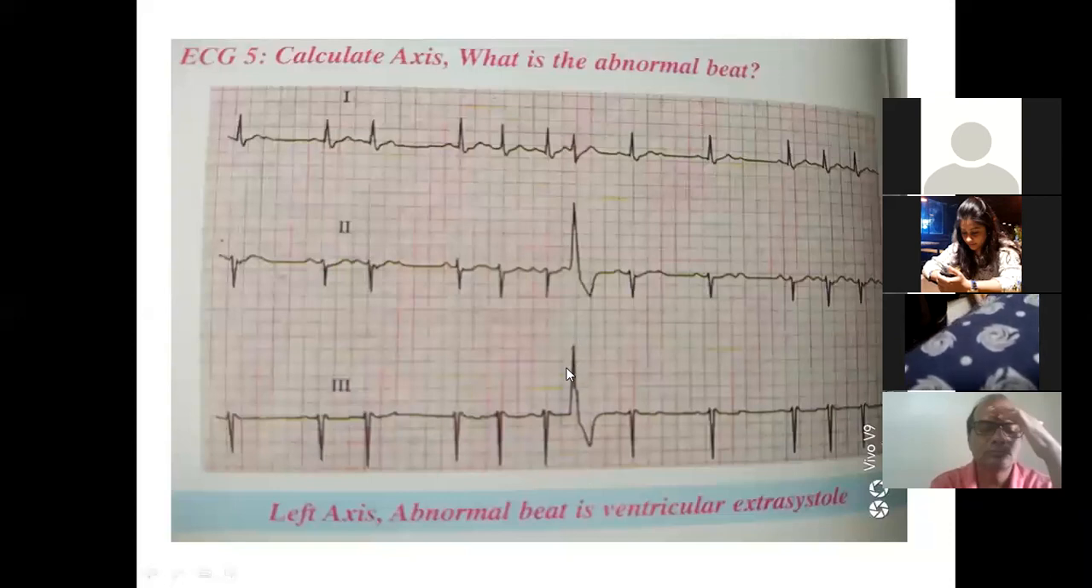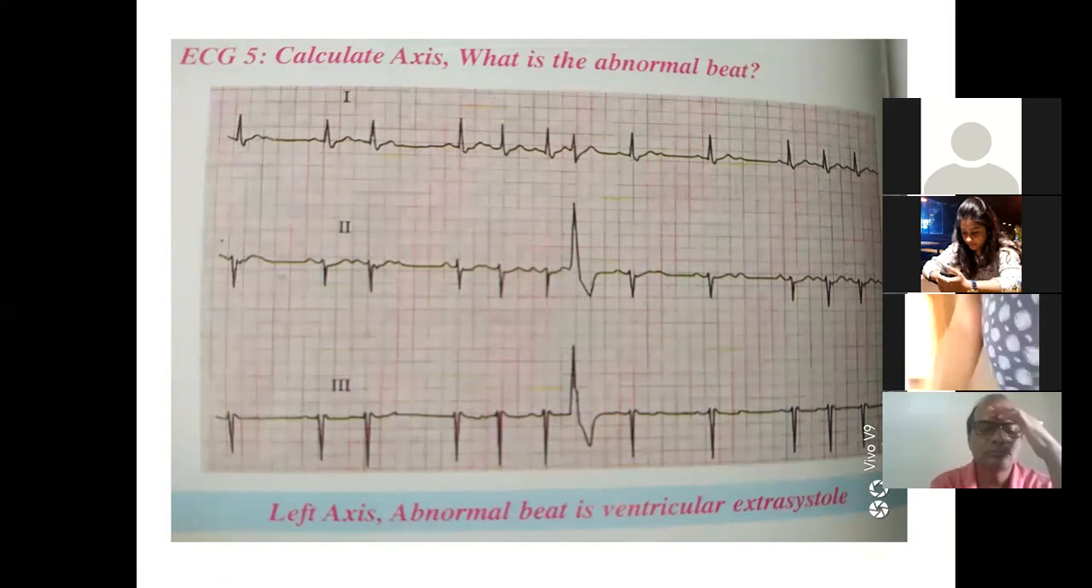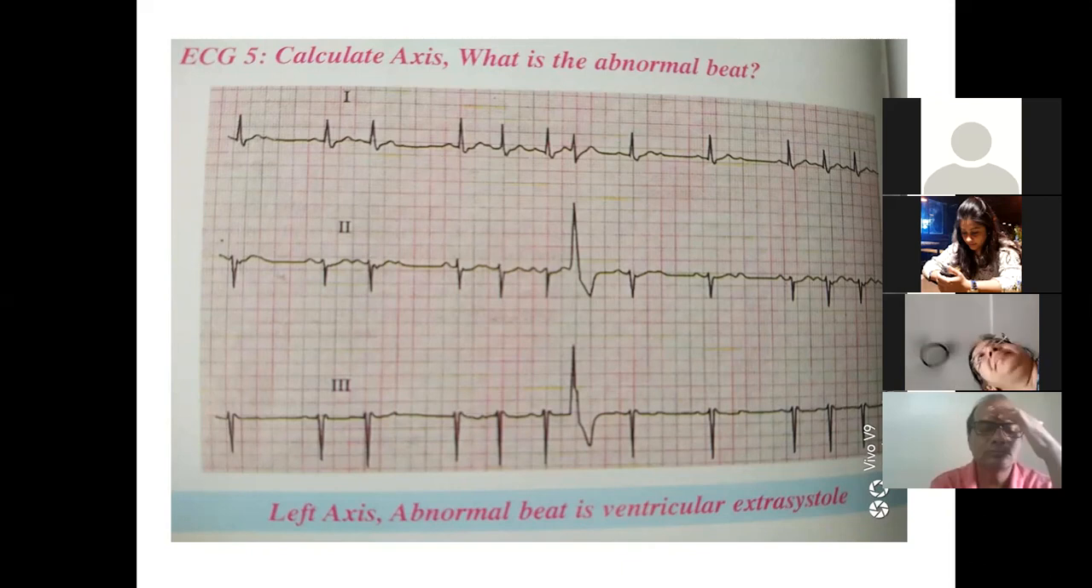Is it clear? So if the ECG of any patient is showing a ventricular ectopic, kindly refer this patient to a cardiologist. Can you repeat this? Please repeat whatever I said. If there is ventricular extrasystole or ectopic ventricular beats, then it is better to refer the patient to the ICU or a cardiologist.